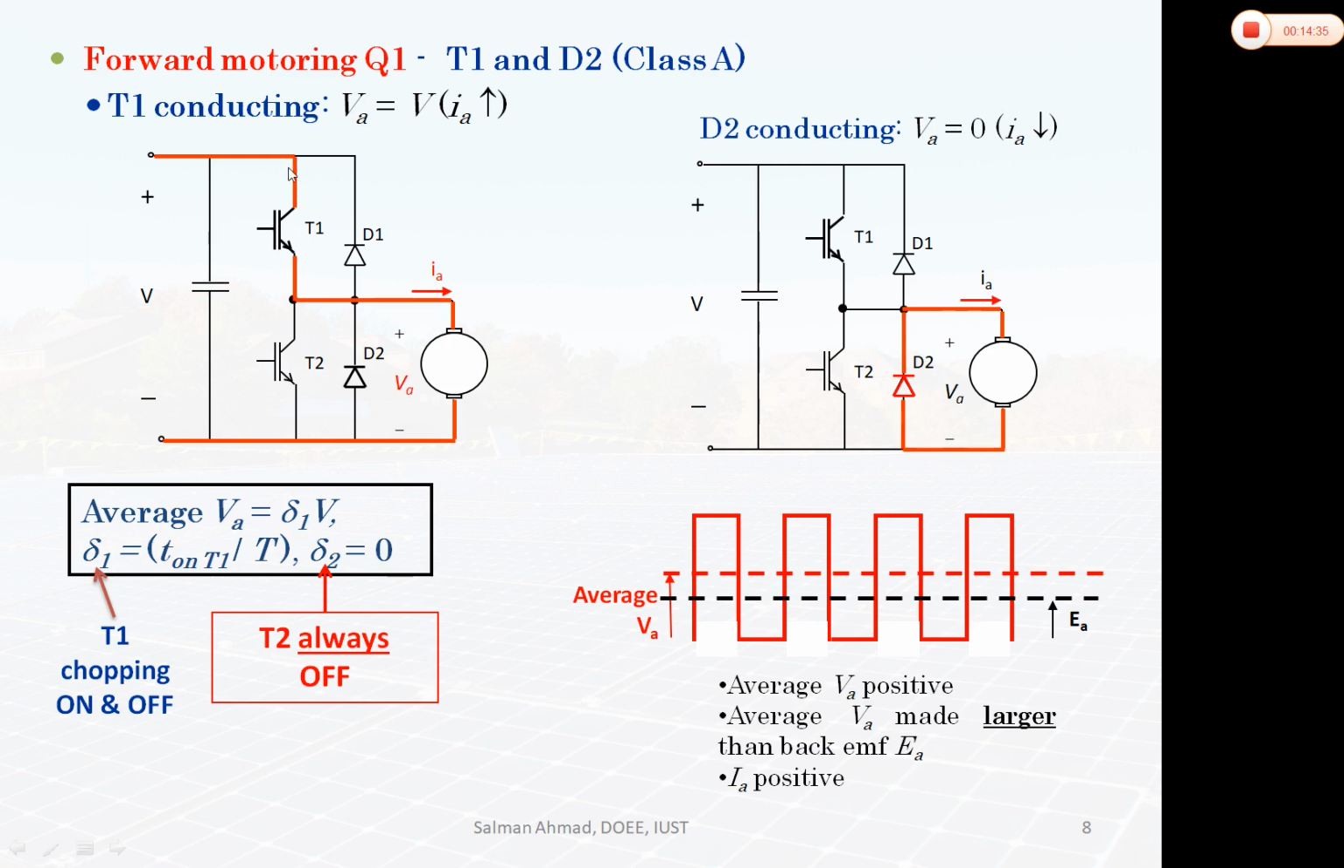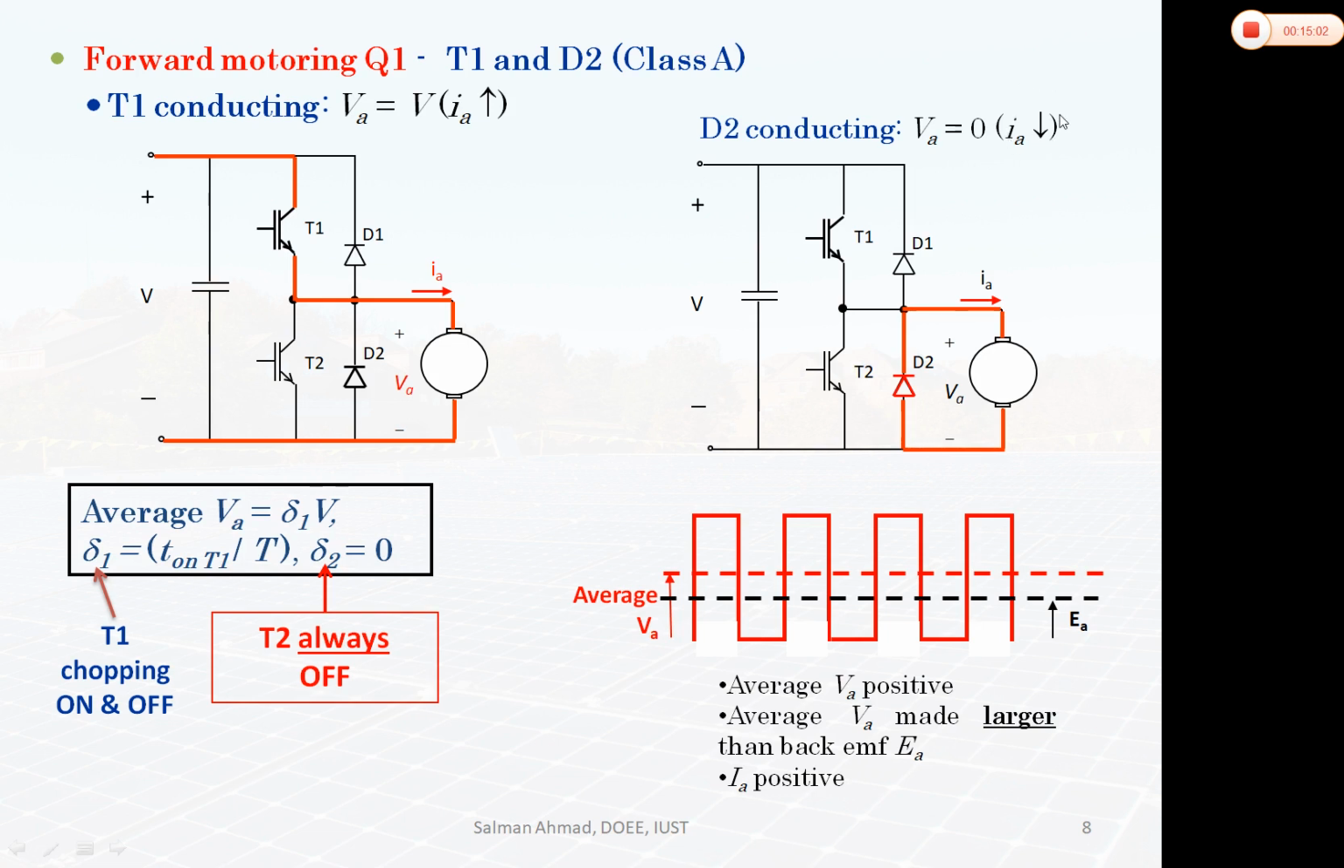Here you can see once T1 is conducting, the voltage applied across the motor will be VA, and current IA is increasing because the inductor is storing the energy. In the second mode, you can see that T1 is off. Now the current will freewheel through diode D2, and whatever energy is stored in the inductor will dissipate in the armature resistance.